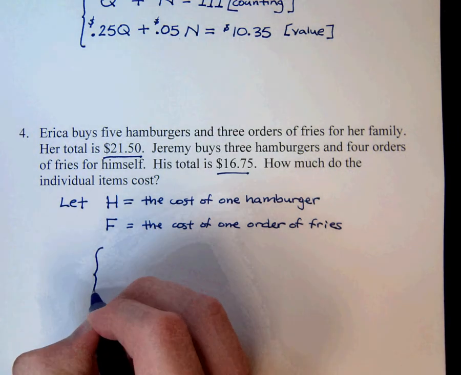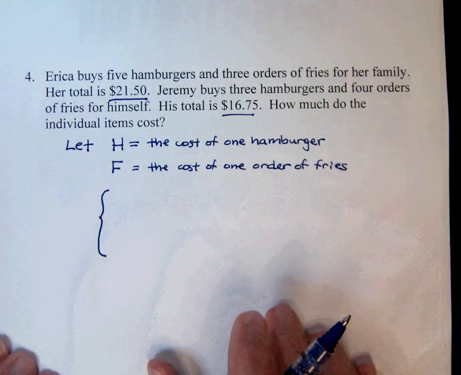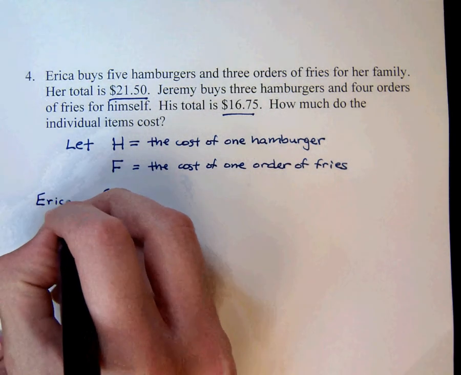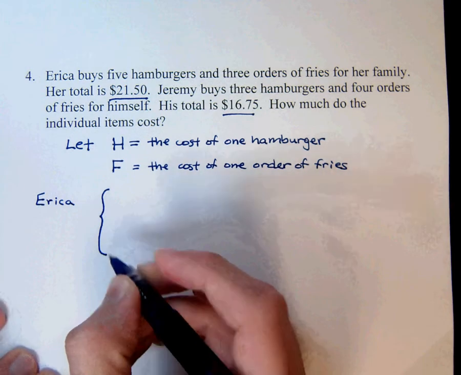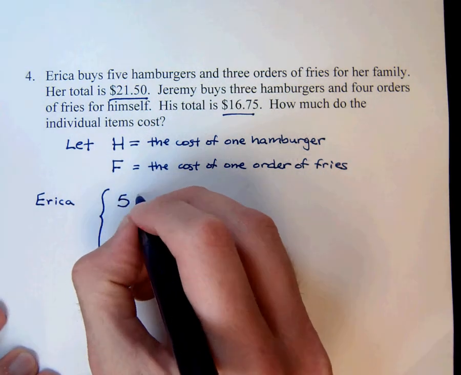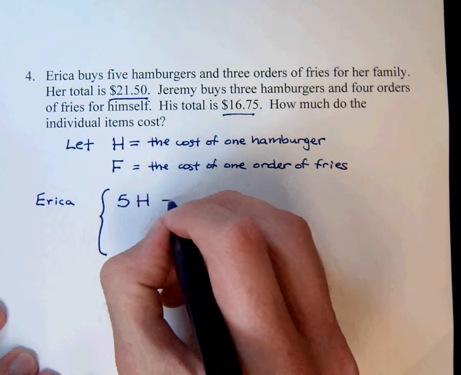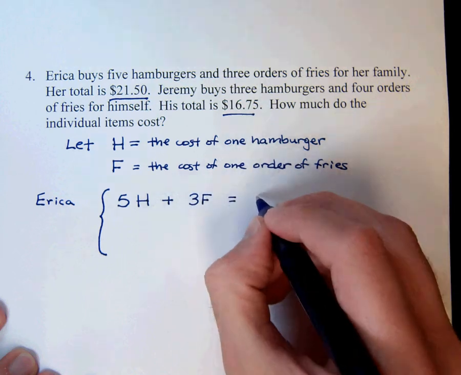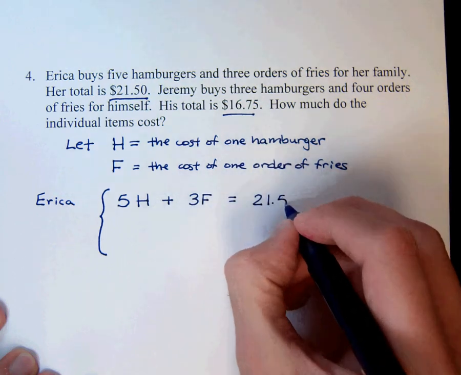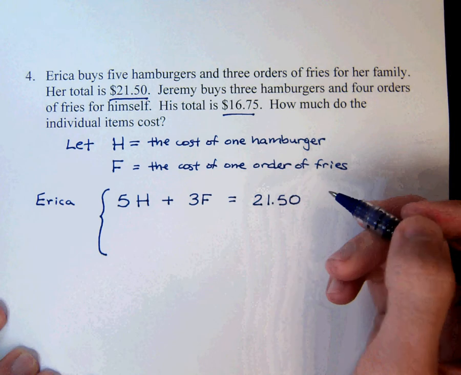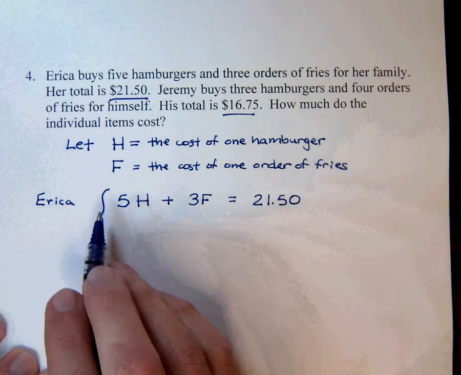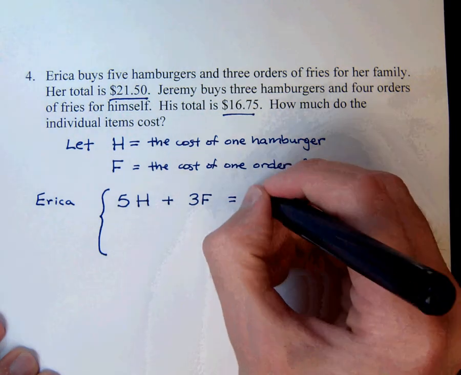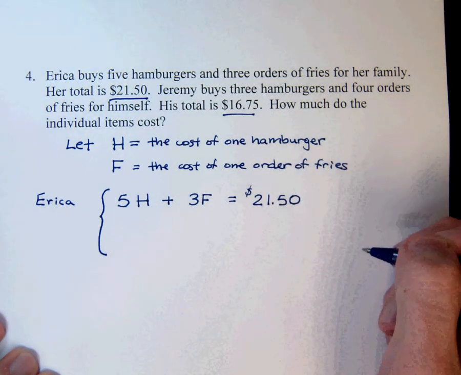So let's look at it this way. For this first equation, let's see if we can represent Erica's order. Well, Erica bought 5 hamburgers, and she also bought 3 orders of French fries, and her total came out to be $21.50. Since we're looking for the cost of each of the items, we can take the quantity times the cost plus the quantity times the cost to get my total cost for those items, $21.50.